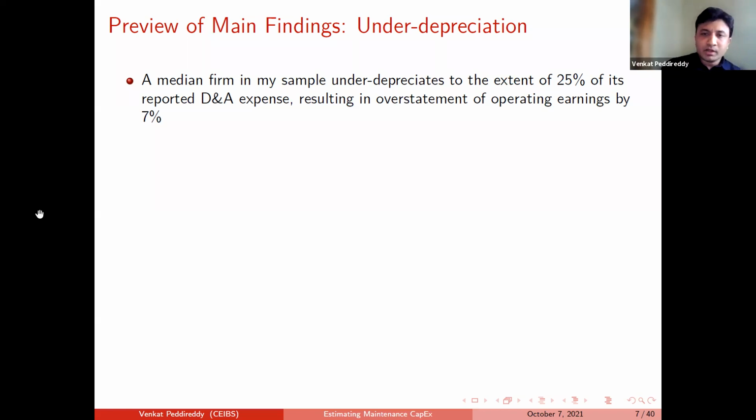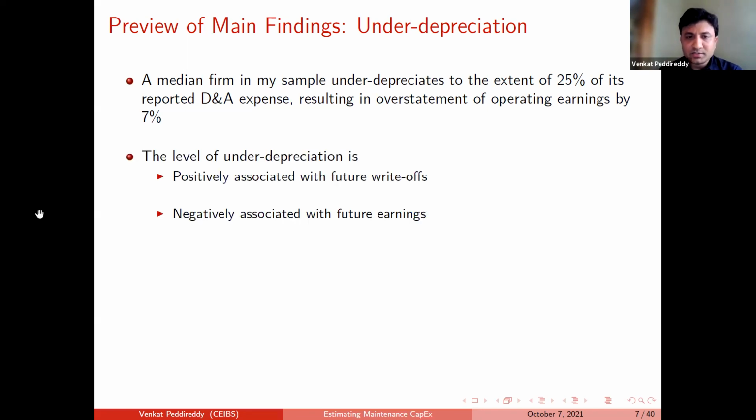Yeah, sure. So using my estimate of maintenance capex, I find that a median firm under-depreciates to the extent of 25% compared to the actual D&A expense recorded. And it also overstates the operating earnings by 7%. And then I use the measure of under-depreciation to show that it's positively associated with future write-offs, which means that if the level of under-depreciation is higher, your depreciation and amortization expense is lower than what it should have been. So you expect more write-offs in the future. And that would lead to a negative association with the future earnings.